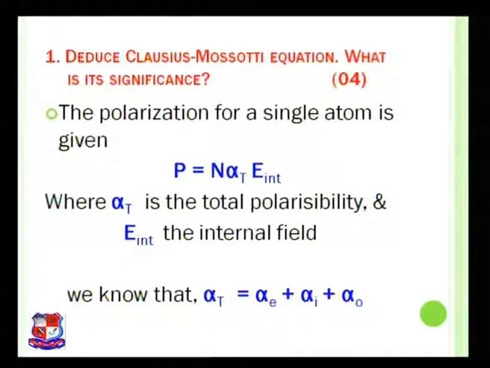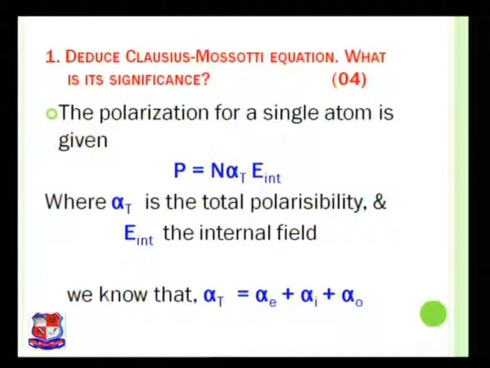The first question for paper solution is: derive the Clausius-Mossotti equation with respect to its significance. Now, in this equation, you can see that the polarization for a single atom is given. Here P represents the polarization, N represents the number of atoms per unit volume, alpha T represents total polarizability, whereas E internal represents the internal field. P represents the polarization of a single atom with respect to total polarizability. So this is the equation through which we are going to prove the Clausius-Mossotti equation.